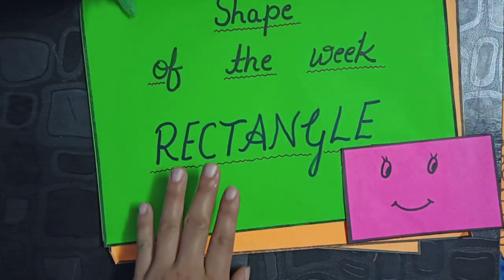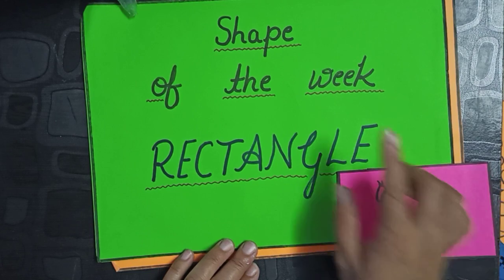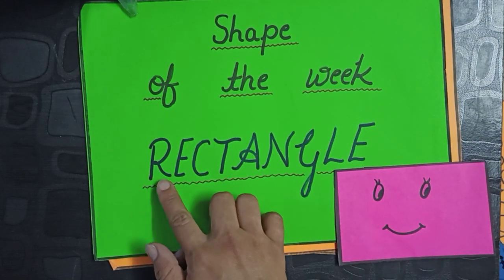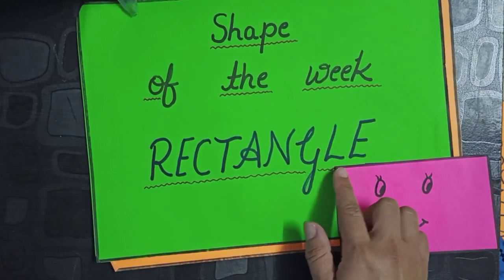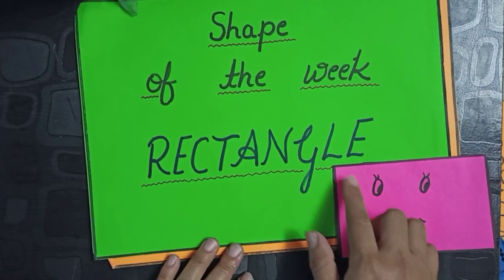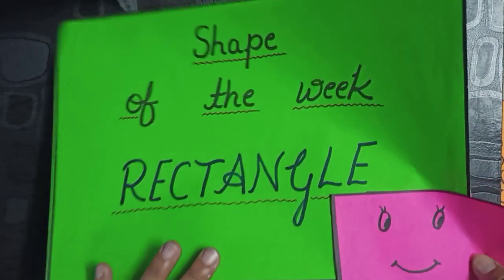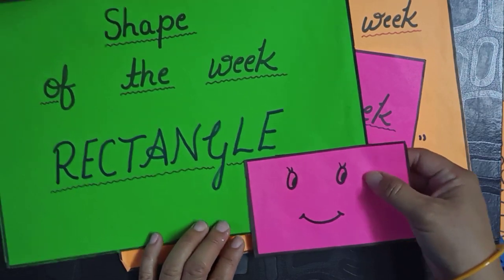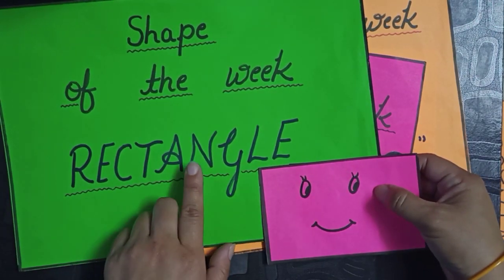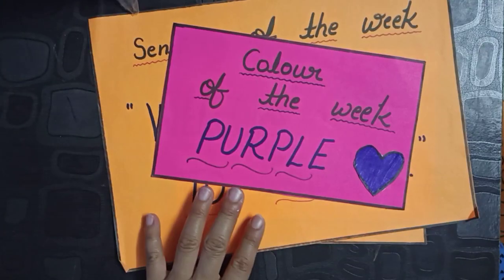Shape of the week is rectangle. Both sides are equal. Okay? What are its two sides? They are equal. Shape of the week is rectangle. This is rectangle shape. Alright?